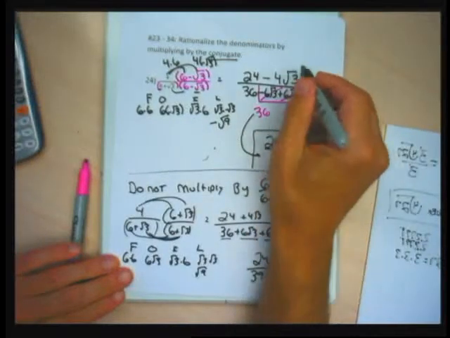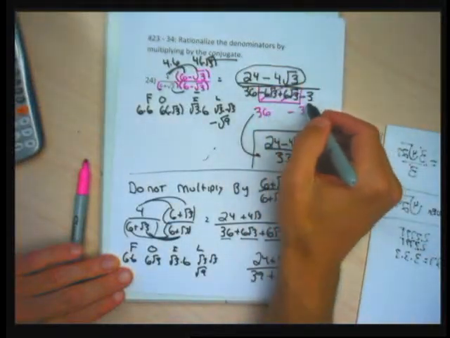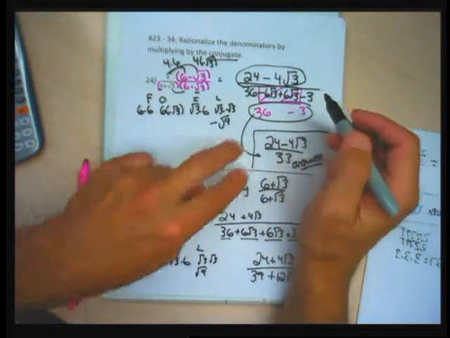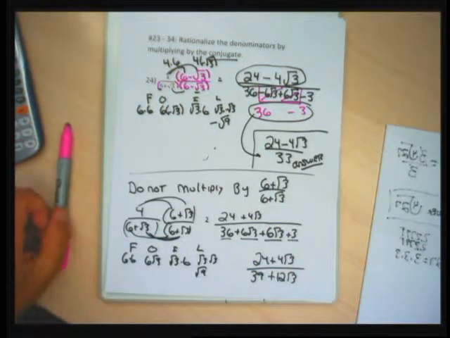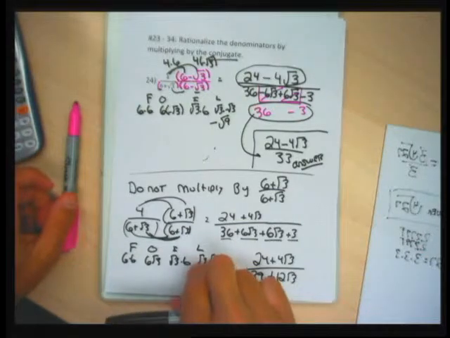So you can see how I have the correct numerator, and simplifying that gives me the correct denominator. So my answer is going to be exactly what my calculator said it's going to be. 24 minus 4 square root of 3 over 33.